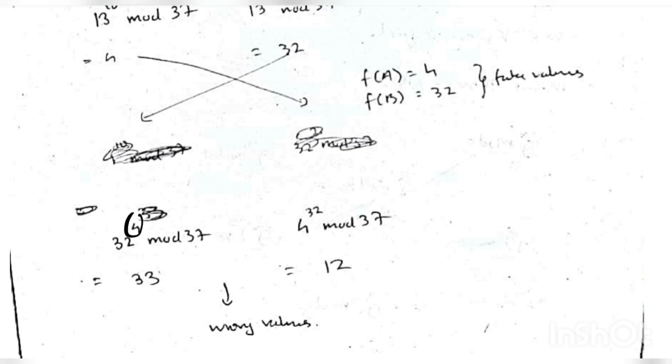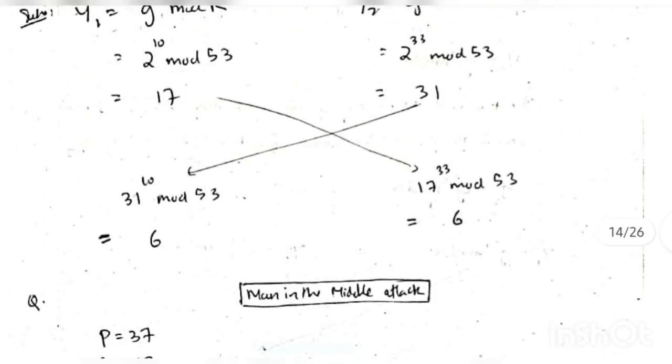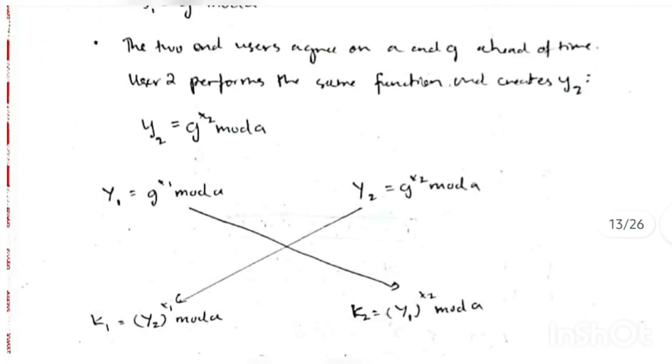So we'll calculate with 4 and 32 and get a different answer. So this is the man in the middle attack. Okay, so let's go through the algorithm.